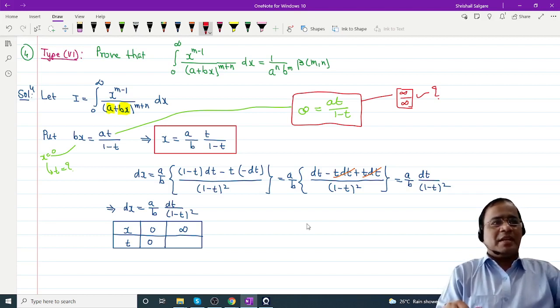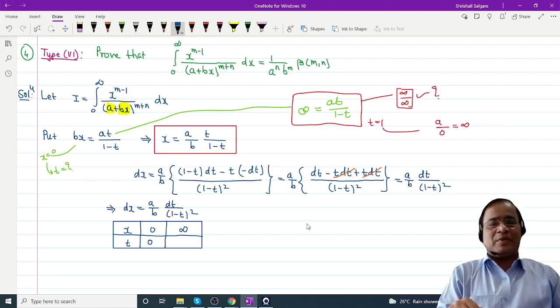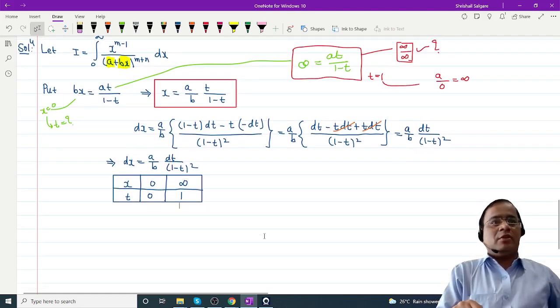What happens? If t is equal to 1, what it simplifies? A divided by 0, and anything divided by 0 is infinity. Okay? And remember, what is our requirement? This example, this statement we are converting to first definition of beta and limits required 0 to 1. That also you have to think. Accordingly you have to take. Okay. Now continue with that.